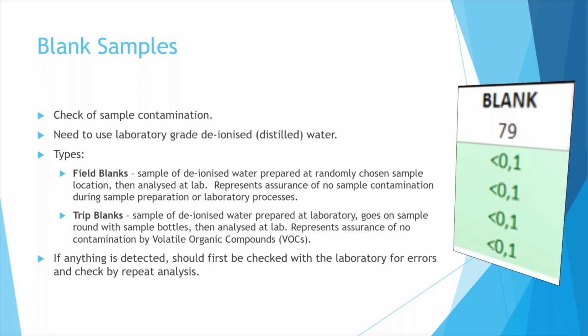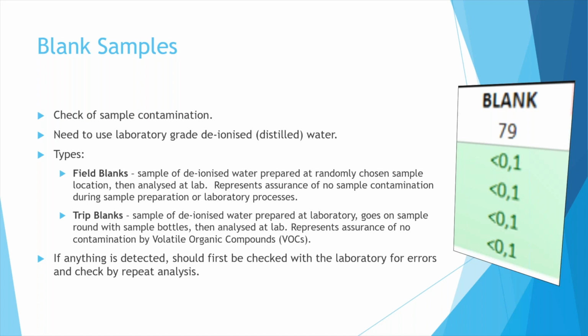The second type is a trip blank. This again is a sample of deionized water, but the difference is that it's prepared at the laboratory, by the laboratory, and then it's sent out on the monitoring round with the bottles that are supplied. So it goes on the sampling round in the van, in the Land Rover, whatever, and then at the end of the sampling round, it's couriered to the lab for analysis with the rest of the samples. The purpose of the trip blank is again a check of laboratory processes, that there's no contamination at the laboratory end, but it's also a check that there's been no contamination by volatile organic compounds during the sampling round from samples and sampling bottles adjacent to the trip blank.